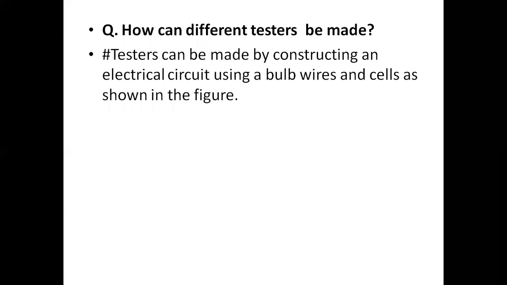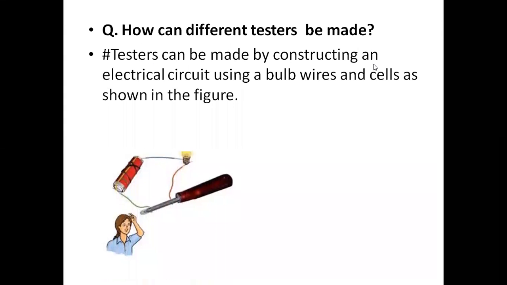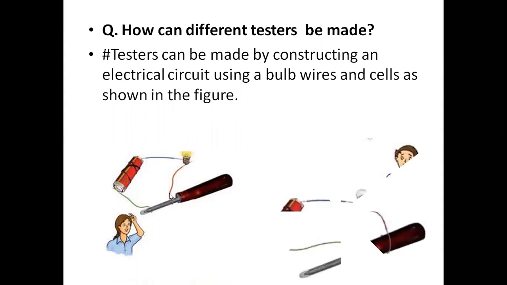There are different ways to make a tester. How can different testers be made? Here I have listed three main ones. The first one: testers can be made by constructing an electrical circuit. Just now we have seen that, using a bulb, wires and cells as shown in the figure.